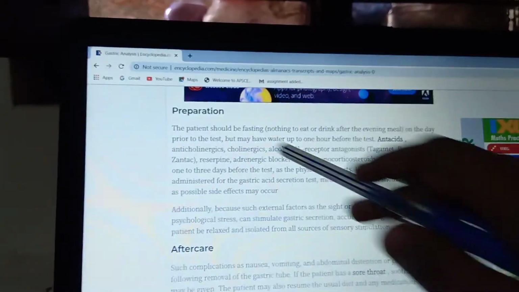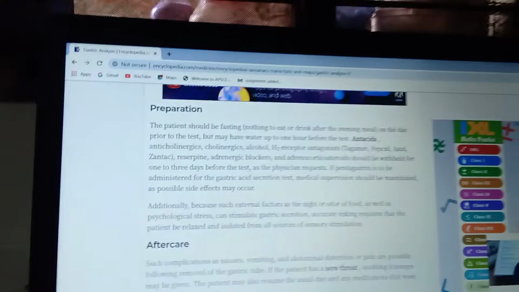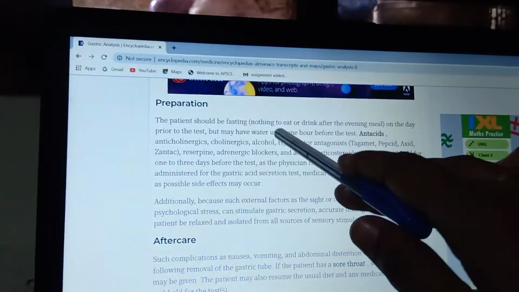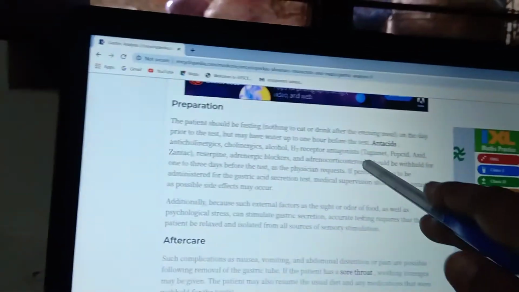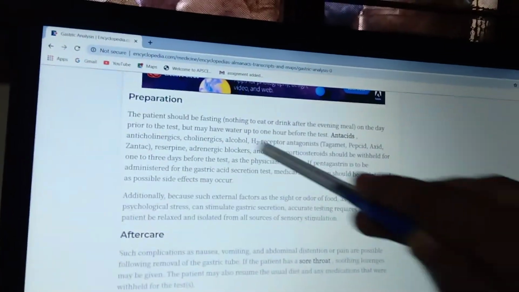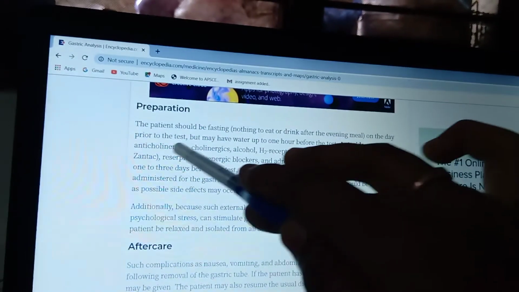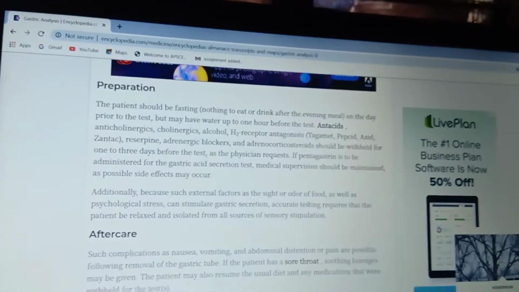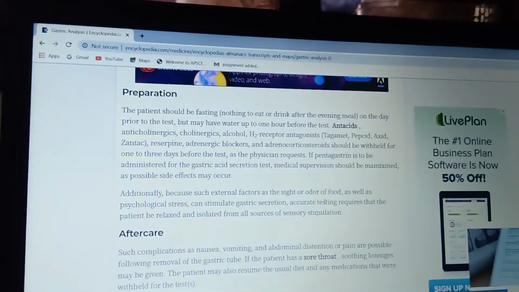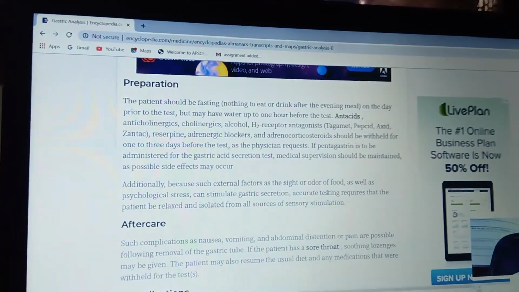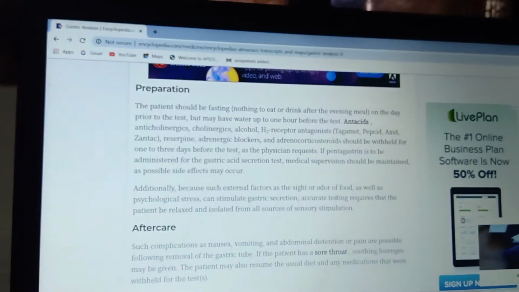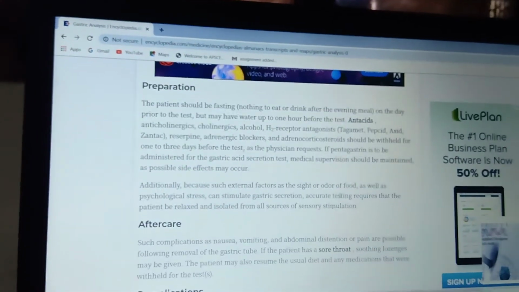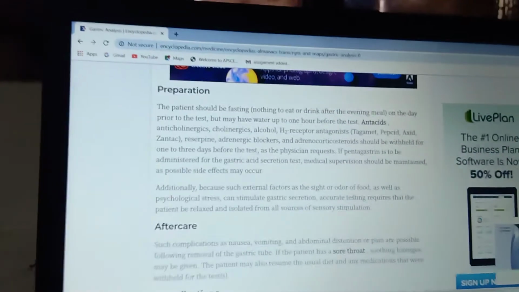And what preparation you have to make for the patient: I already gave the precautions, that 12 hours of fasting is compulsory. Whenever you are doing the pentagastrin administration procedure, advise the patient that for 2 to 3 days they should avoid antacids, anticholinergics, cholinergics and alcohol. These drugs they have to stop taking. Ask the patient to be free from psychological stress also, and the food they take should be low in gastric irritants.